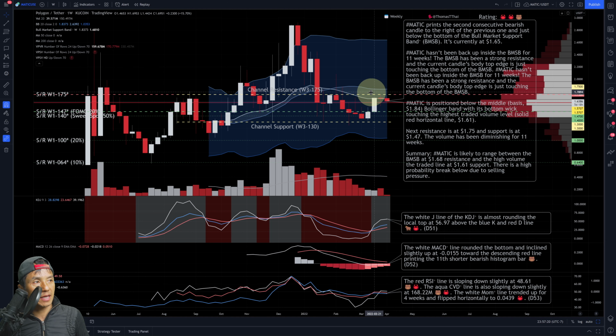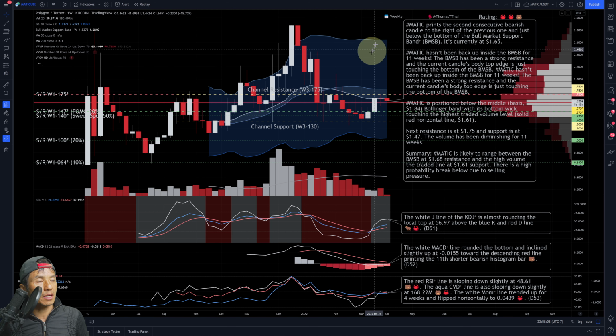Matic hasn't been back inside the bull market support band for 11 weeks. The bull market support band, this gray ribbon here, has been a strong resistance, and it looks like it's still resisting. It looks like it's squeezing between this highly traded volume price level and the bull market support band here. More than likely, for the remainder of this week or next week, it could pierce through this highly traded volume price line here, and it'll probably drop below.